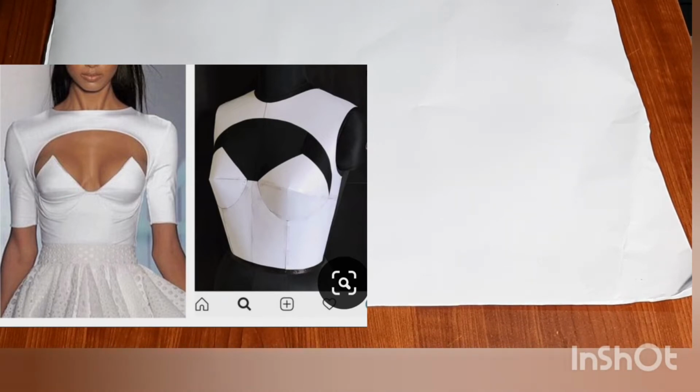The first thing we're going to need is to take the body measurements. For this pattern, we need the shoulder measurement or across back measurement. We need the bust measurement, the under bust, and the waist measurement. Those are the horizontal measurements we need. And we also need the bust span measurement, that is from nipple to nipple.